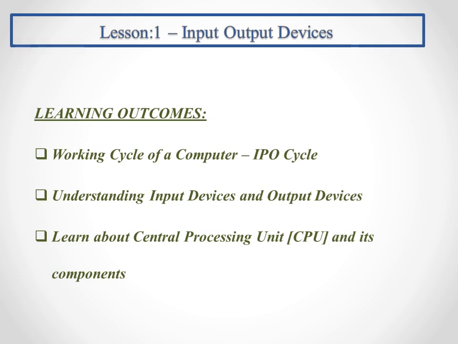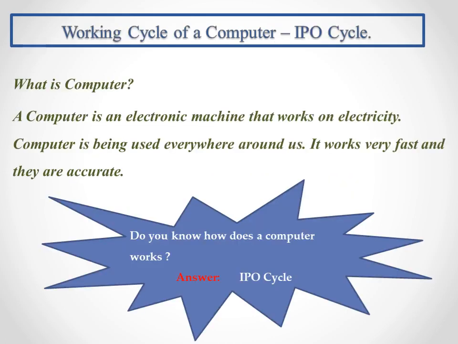Now, at the end of the lesson, you will know the working cycle of a computer, how it runs. The cycle is IPU. It is named the IPU cycle. What is the meaning of it? And you will understand the meaning of input devices, output devices, and the CPU. Now, the working cycle of a computer is called the IPU cycle.